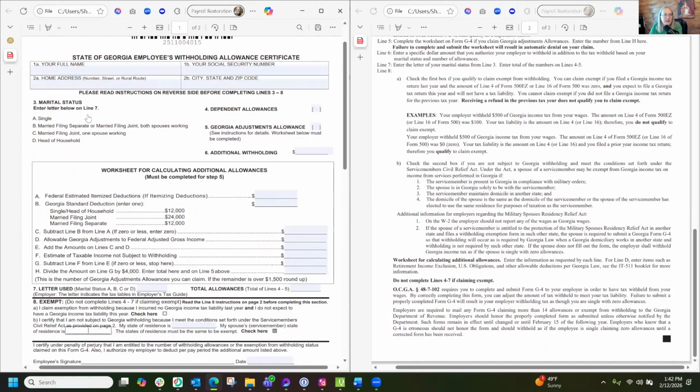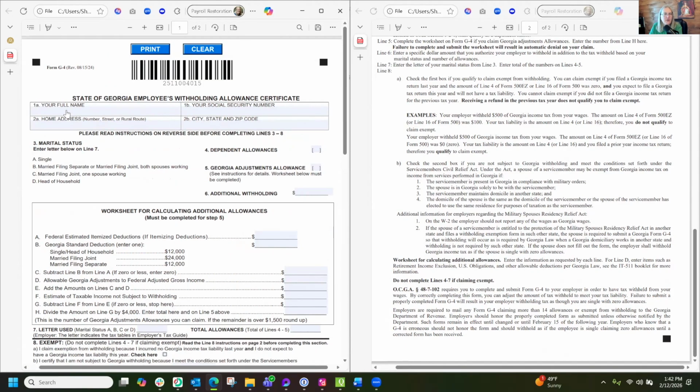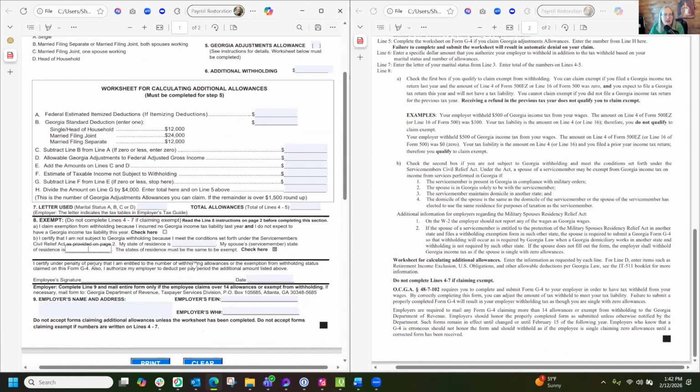So if you are claiming exempt, your G4 is just going to have your full name, social security number, and address. And well, it wants you to do 3, but 3 goes on line 7, and you're not supposed to do line 7. So I want to say that you just put your name on it. And then if you're claiming exempt, you click this box and then you sign it under penalty of perjury and date it. And that would be a complete one.